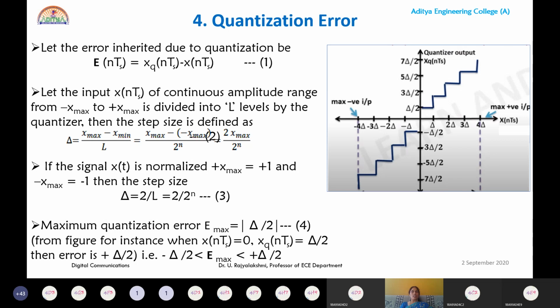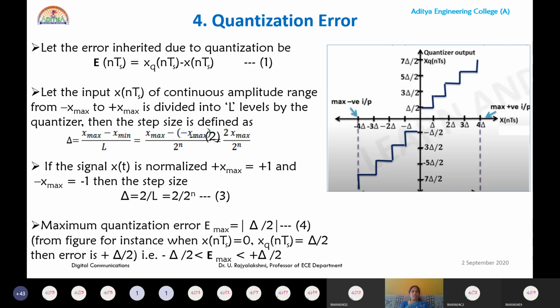One is the quantization error definition, that is the output of the quantizer, the quantized signal, minus the sampled signal, xq of NTS minus x of NTS. That is the first point. The second point is the definition of step size. Step size is defined as the ratio of the continuous amplitude range to the number of representation levels, that is x max minus of minus x max divided by 2 power n.